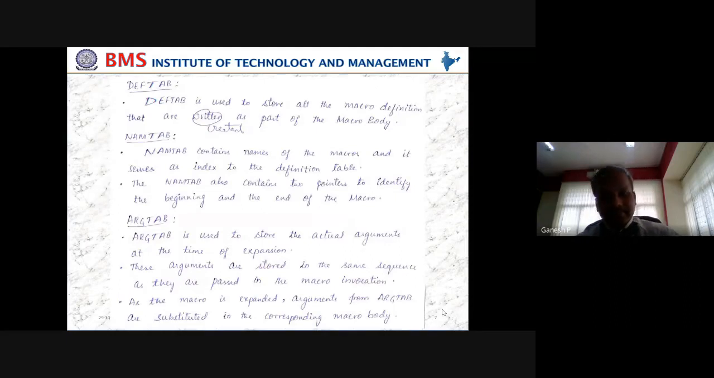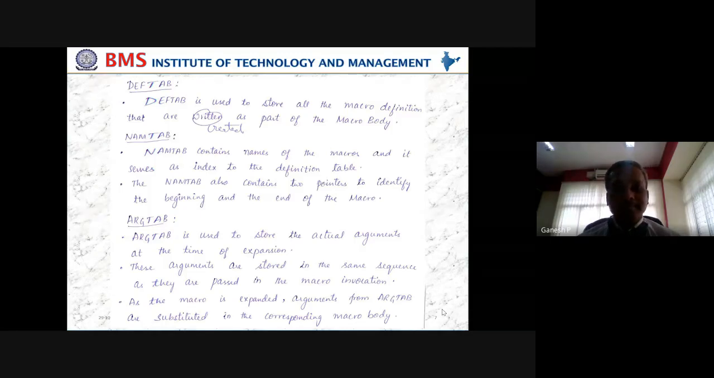The definition table, as the name says, is going to contain the macro body. What is the macro body? If you look at the macro definition, it has the structure: the name of the macro, followed by MACRO, which is a macro assembly directive, followed by formal parameters, followed by the content, that is the body of the macro, followed by END. So what you see between MACRO and END is nothing but the macro body, or the actual macro content, the definition. That part is going to be used as far as the definition table is concerned.